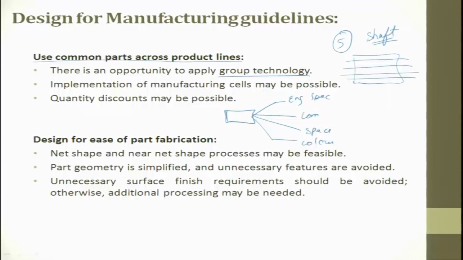Predominantly what I do is I try to use the technology called group technology while doing this. So what is group technology? Group technology means you try to group different parts having almost the same features into one group so that you can start manufacturing them at an economical price. Implementation of manufacturing cells may be possible.